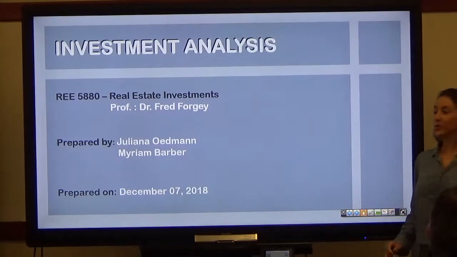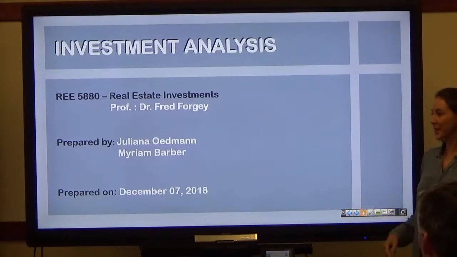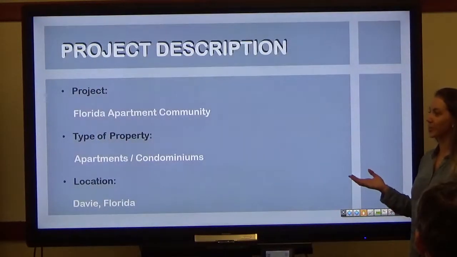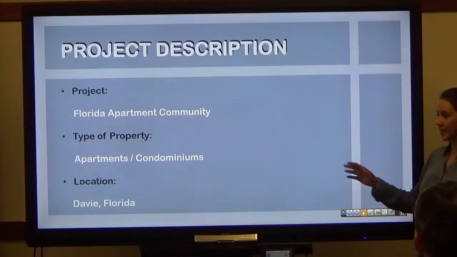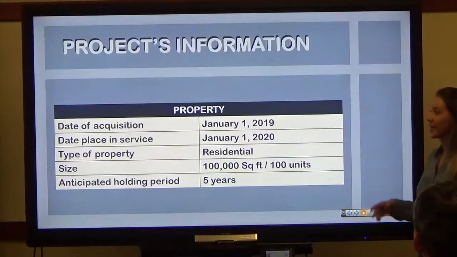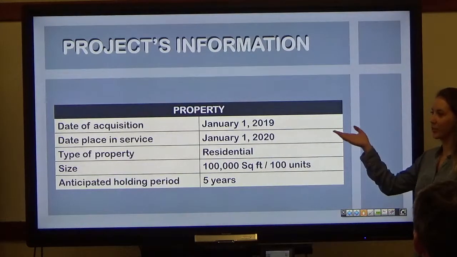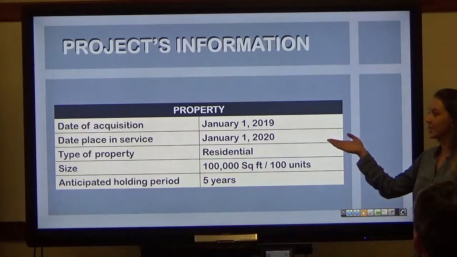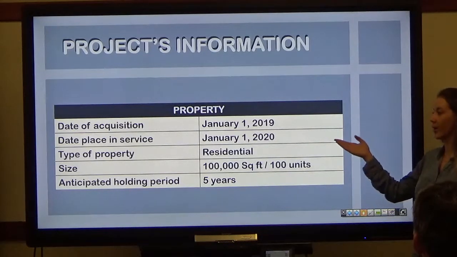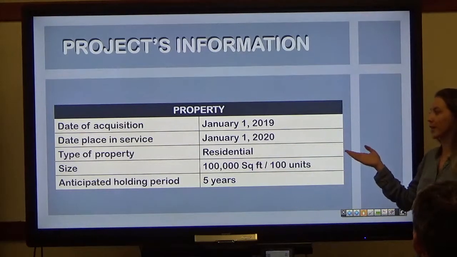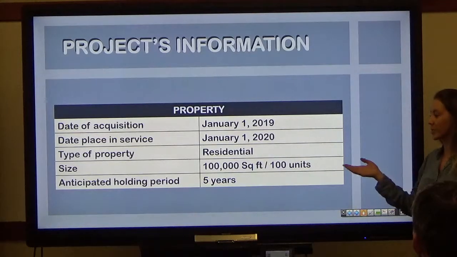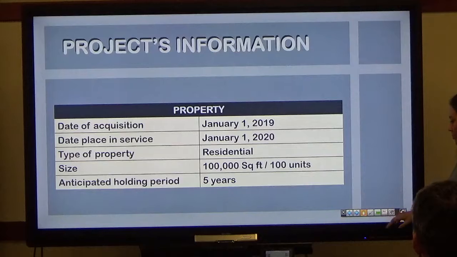Okay, let's go. Good morning, I'm Juliana, and we're going to present a financial analysis for the project Florida Apartment Community. It is an apartment located in Dayton. We suppose that the date of acquisition was January 1st, and operations also start on January 1st. The property type is residential. The size of the property is 100,000 square feet, 100 units, and the holding period is 5 years.